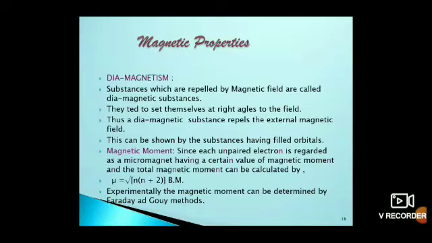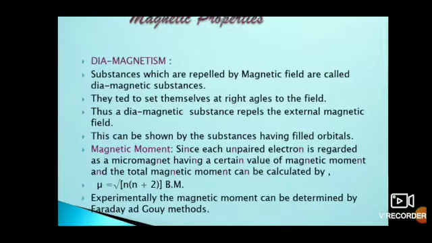And coming to magnetic moments, since each unpaired electron is regarded as a micromagnet having a certain value of magnetic moment, the total magnetic moment can be calculated by mu is equal to square root of n into n plus 2 Bohr magnetons, where n is the number of unpaired electrons and mu is the magnetic moment. Experimentally, the same magnetic moment can be determined by the Faraday and Gouy methods.